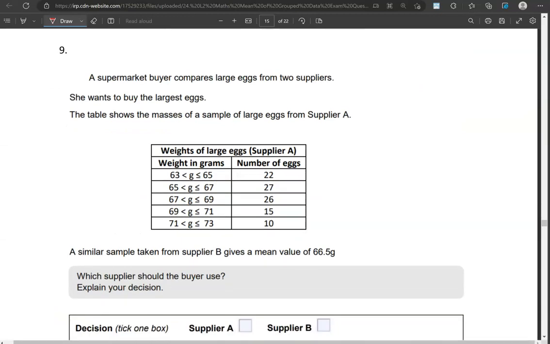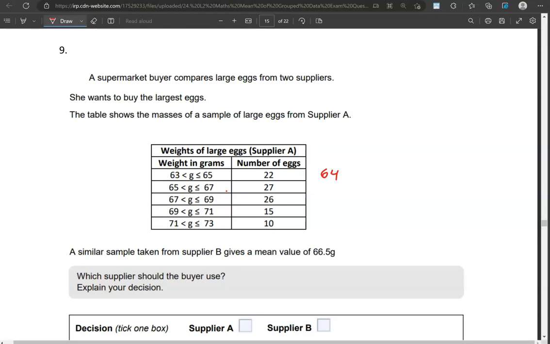A supermarket buyer compares large eggs from 2 suppliers. She wants to buy the largest eggs. The table shows the masses of a sample of large eggs from supplier A. A similar sample taken from supplier B gives a mean value of 66.5 grams. Which supplier should the buyer use? Explain your decision. So we'll find the midpoint between 63 and 65, which is 64.